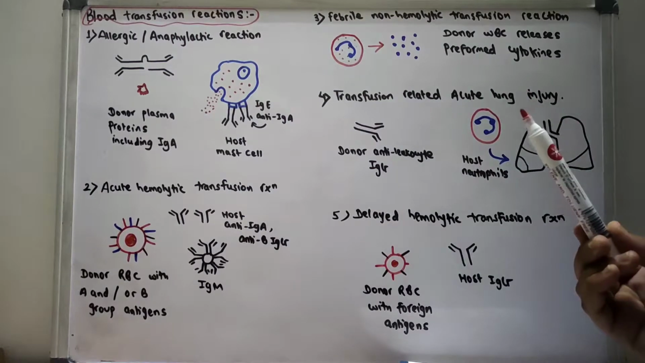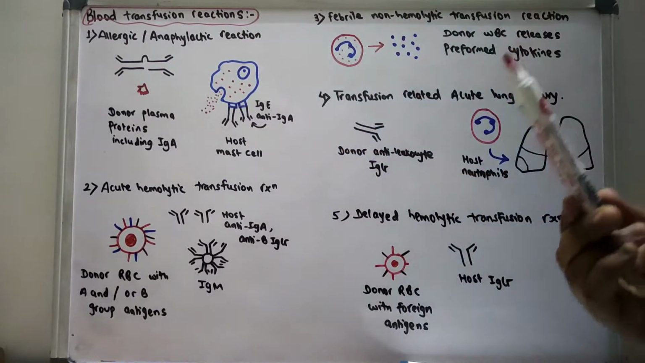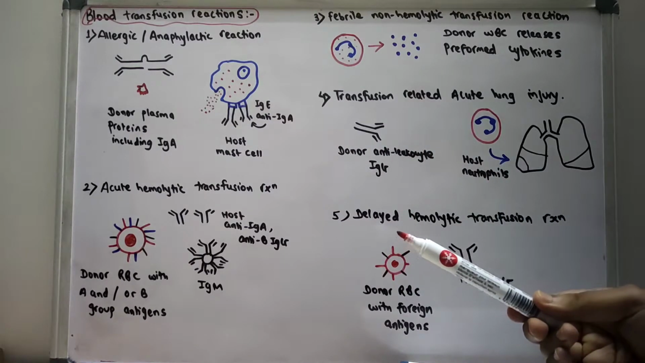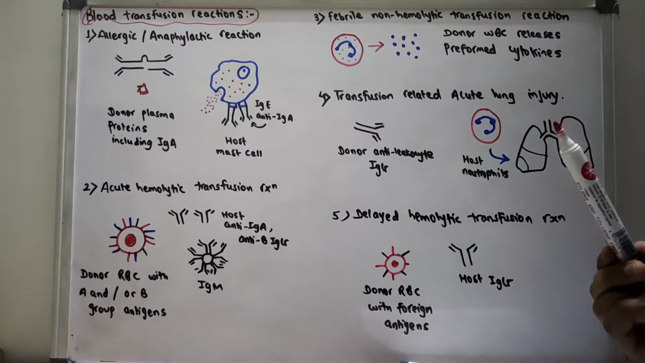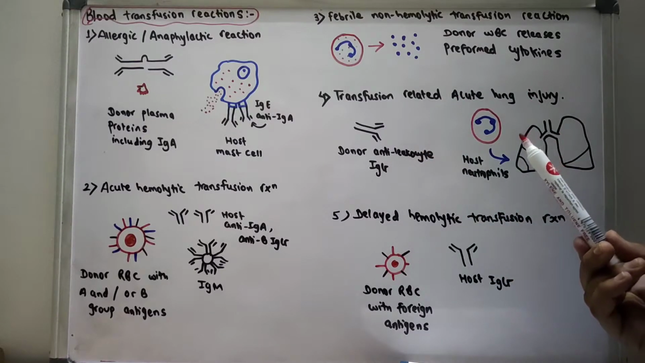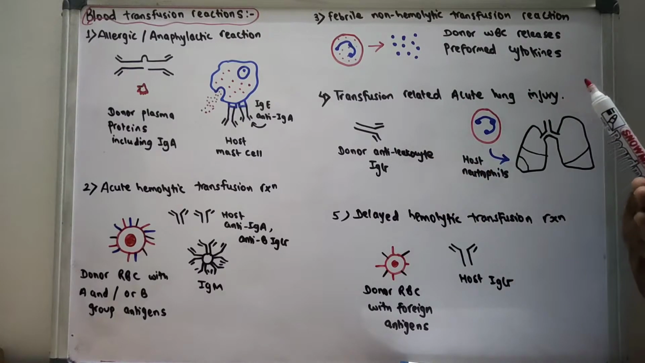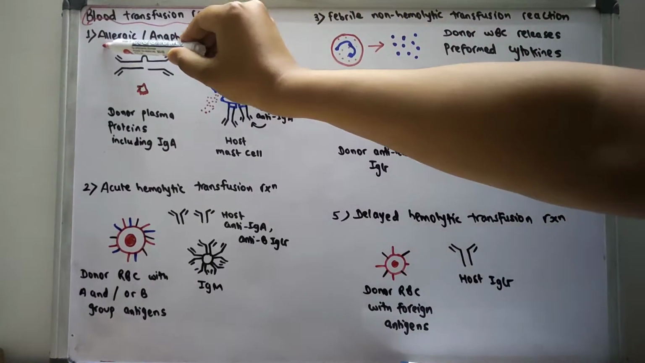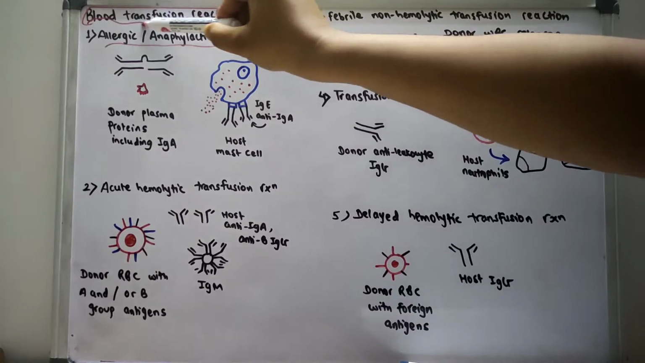There are mainly 5 types of blood transfusion reaction. First is allergic or anaphylactic reaction. Second is acute hemolytic transfusion reaction. Third is febrile non-hemolytic transfusion reaction. Fourth is transfusion related acute lung injury, and last one is delayed hemolytic transfusion reaction. Now first let's start with the allergic or anaphylactic reaction.